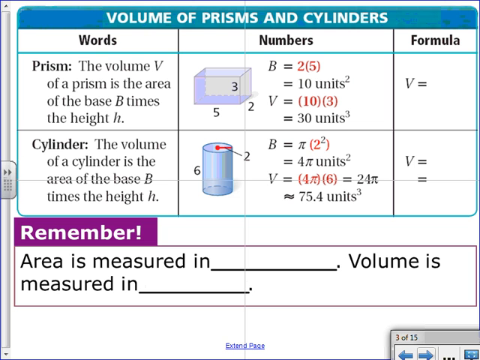Okay? So, we have the volume of prisms and cylinders. I have already written this out here. To find the volume of a prism, it is just the area of the base times the height. So all you need to do then is find out what shape is my base and how do I find the area for that shape.